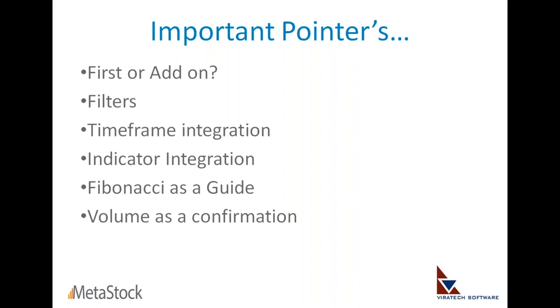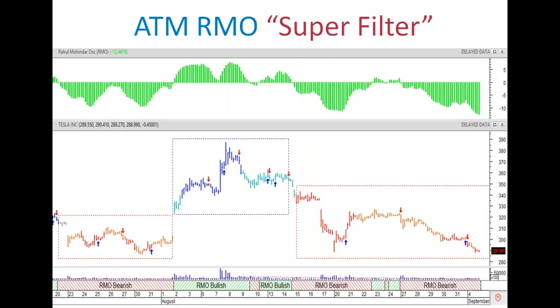The volume as a confirmation I showed you, very important. When you get that first breakout, look for above average volume and then confirm it. So here are some wonderful ways you can make an already solid system in the RMO even more refined, even more confirmed, even more accurate.